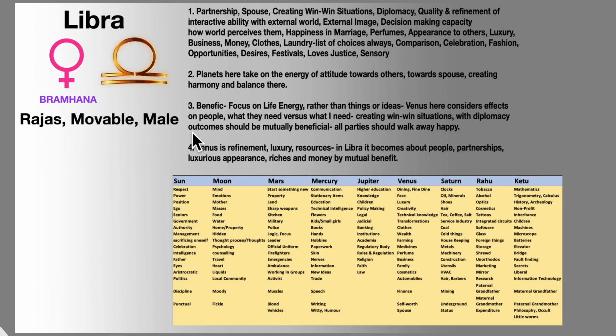Venus here considers effect on people versus what I need, creating a win-win situation. So it's an opposite of Aries, sits in the sign opposite to Aries. Aries was all about self and survival. In Libra, it's all about others and how do I create win-win situations with the diplomacy. Outcome should be mutually beneficial. That's the focus of Libra. All parties should walk away happy. This is the diplomat of the zodiac because it is refined. Refinement in thinking, even thinking.